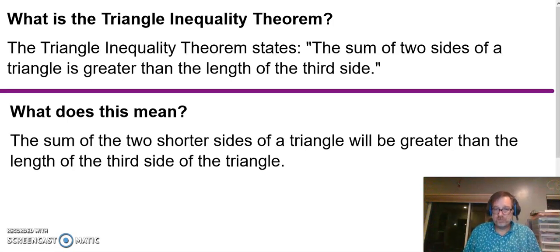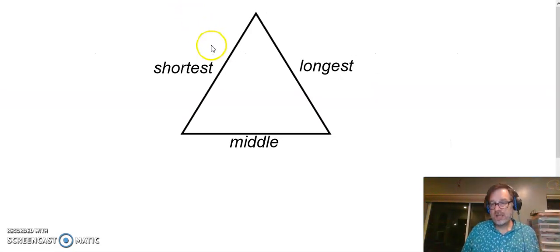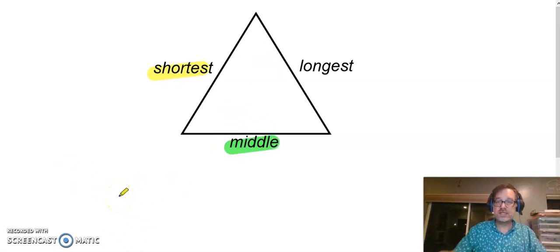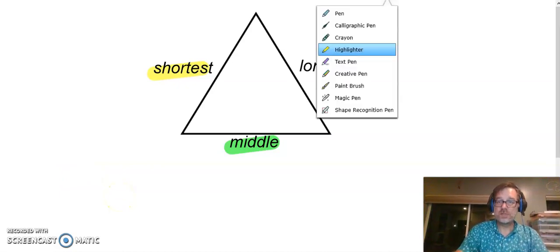Well, what does that mean? It means the sum of the shorter two sides of a triangle will always be greater than the length of the third side. What? All right, if I give you a triangle, the triangle always has three sides: we're going to have a short side, a middle side, and a long side. So what our theorem says, let me get my highlighter out, I take the length of the short side and I add it to the length of the middle side.